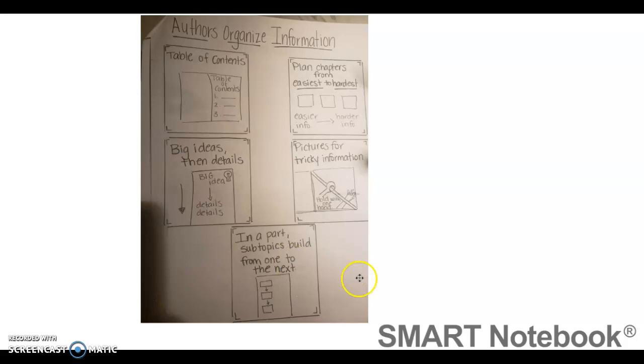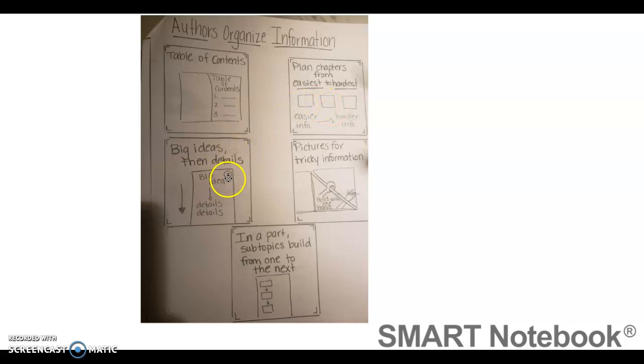Okay, so here's a chart that shows how authors organize their information in nonfiction texts. As you can see, there's usually a table of contents, and that keeps everything organized. In our table of contents, since we're doing a question and answer book, we'll have a question, and it'll tell you what page the question will be answered on. We also know that our chapters go from easiest to hardest. So the easiest information would be, what is our animal? What do they eat? And the hardest would be really difficult questions like science questions. Are they a vertebrate, an invertebrate?